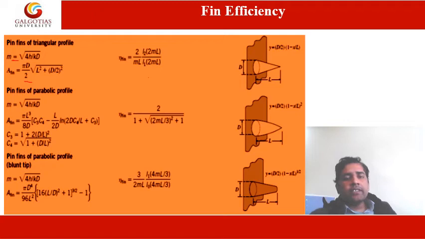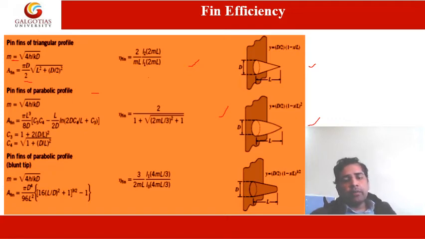Okay, for each case, you can see that things change quite a lot. So you have to look at the profile and find the values, and then calculate these values. Then again, for the pin fin of parabolic shape, this is the parabolic shape of fin, and this is the efficiency of the fin of parabolic profile.